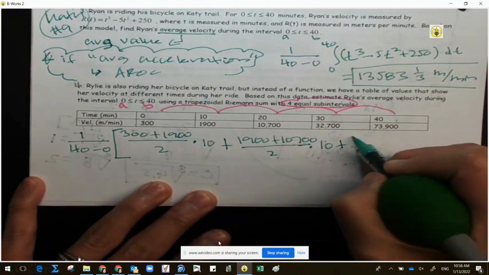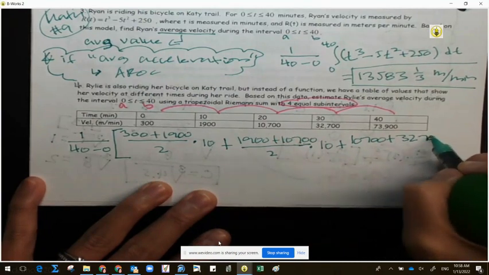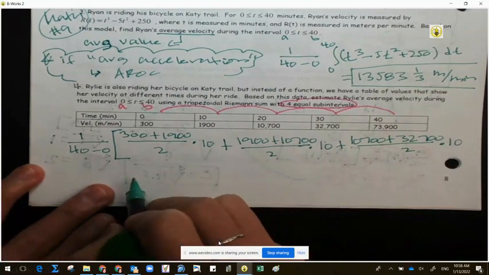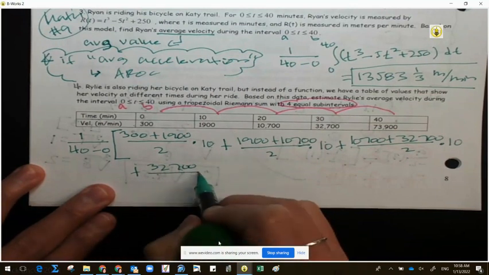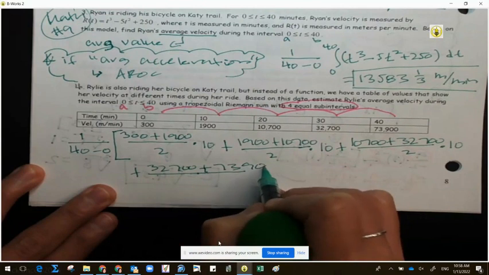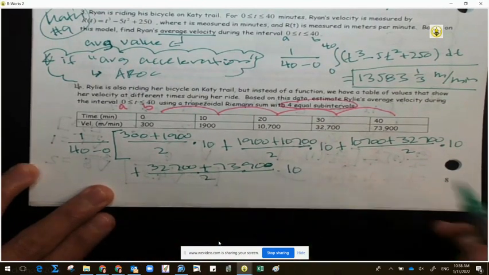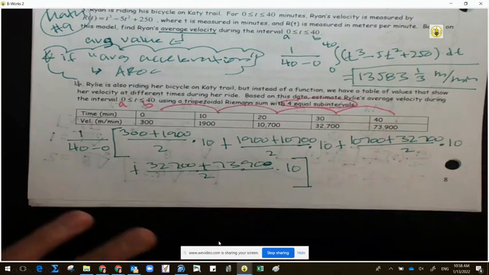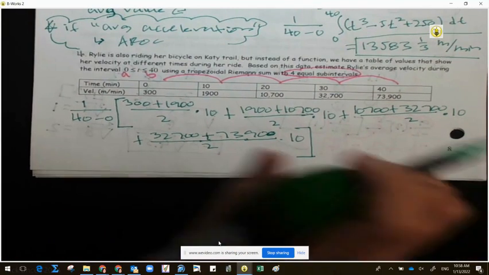I'm not going to have enough room. Oh, goodness. Divided by 2 times 10. And I'm going to move on to the bottom. 32,700. Ooh. 73,900 divided by 2 times 10. Let's type that in. And the bracket is parentheses.